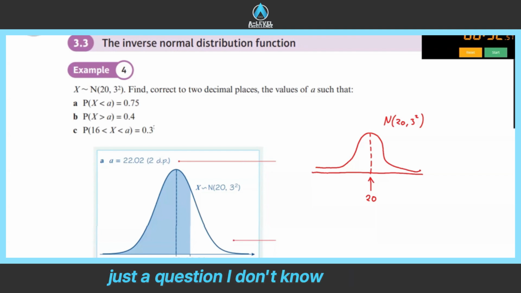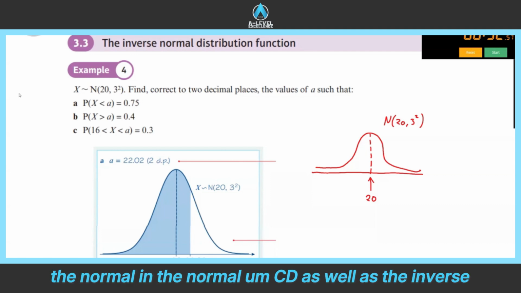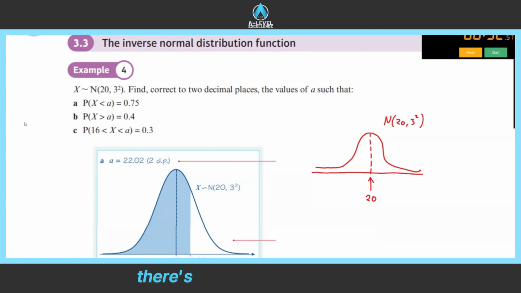Just a question. I don't know if this is right, but would you use the normal CD as well as the inverse? Maybe. There's loads of different ways you can try and do this, by the way. So do you want to break that down a bit for me? Well, I'm not too sure how you do it, but because they give you one of the numbers, I'm thinking if you do X is greater than 16 using the normal CD, and then maybe you could do something with the inverse with the X is smaller than A. Do you know what? I think you're actually right, mate.